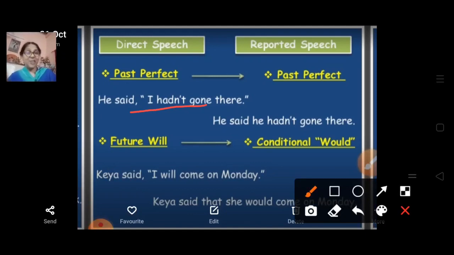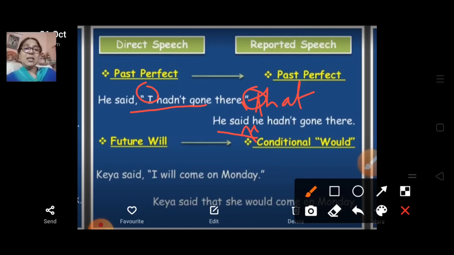To make indirect speech, we have removed the inverted commas and just added "that" over here. "He said" will remain the same. So, He said that he hadn't gone there. It means we have only changed the pronouns. It is a negative sentence. In the direct speech we saw, he said, "I hadn't gone there," so "I" becomes "he." He said he hadn't gone there. That is how we change past perfect to past perfect tense.